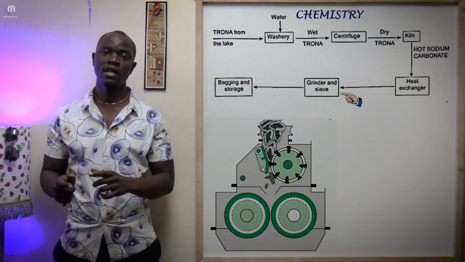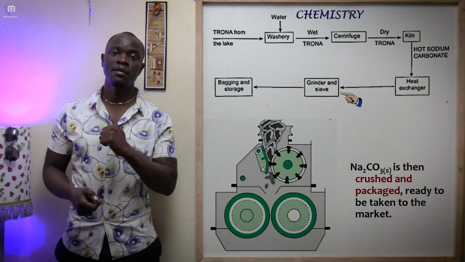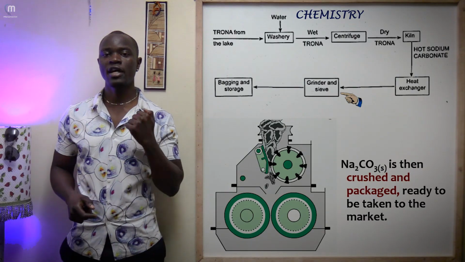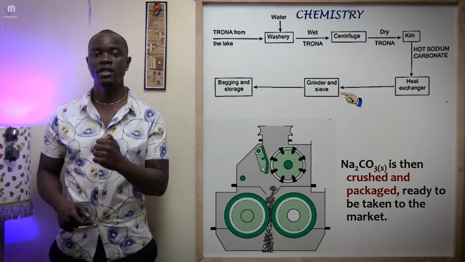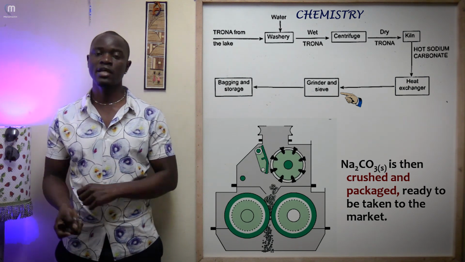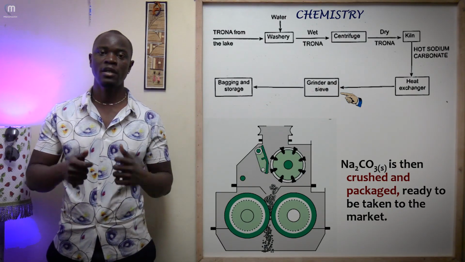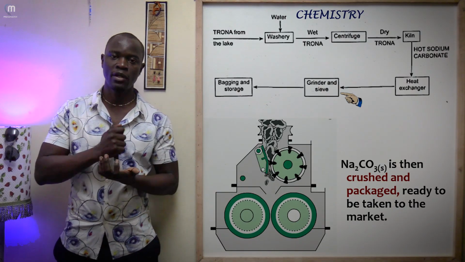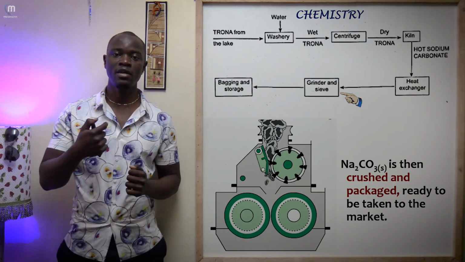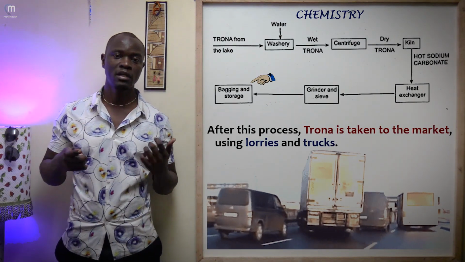From the heat exchanger, the next chamber is crushing and grinding. Different machines are going to be used to crush the sodium carbonate and to grind it into sizable particles that can be packaged and then taken out to the consumer. So that is that chamber of crushing and grinding. You just say the sodium carbonate is crushed and ground into tiny particles that can easily be packaged. Then the last chamber is the packaging chamber.